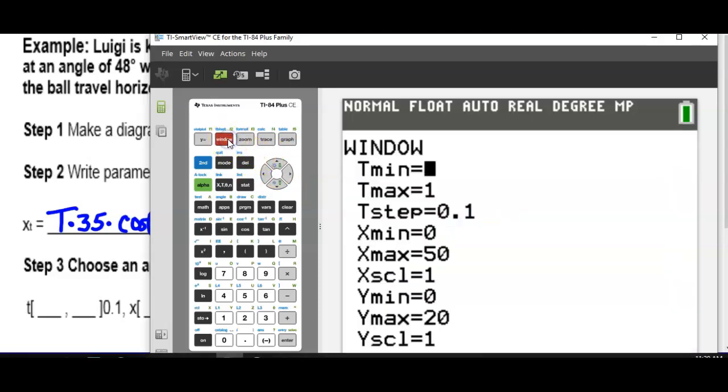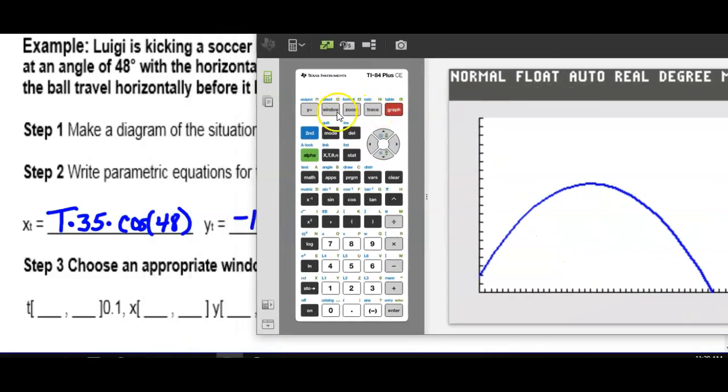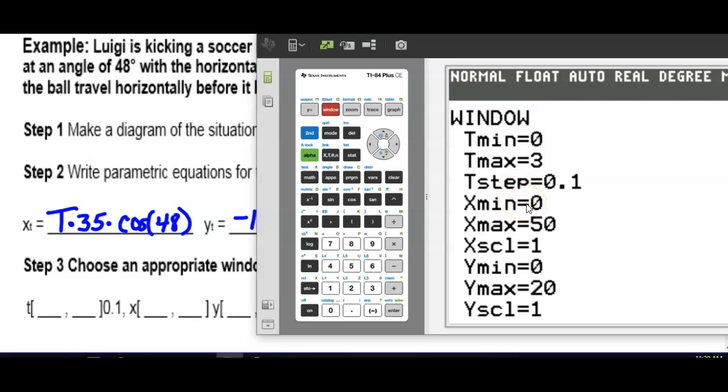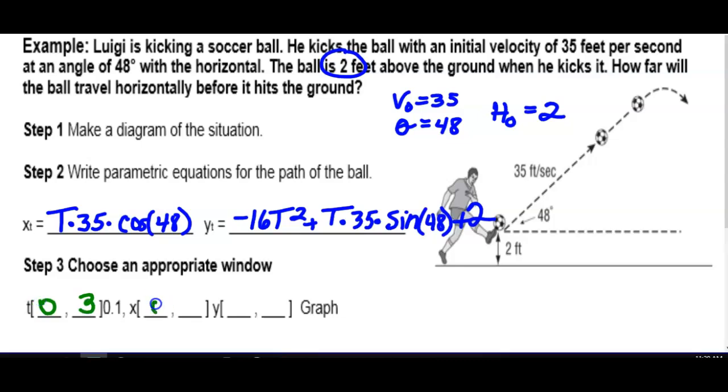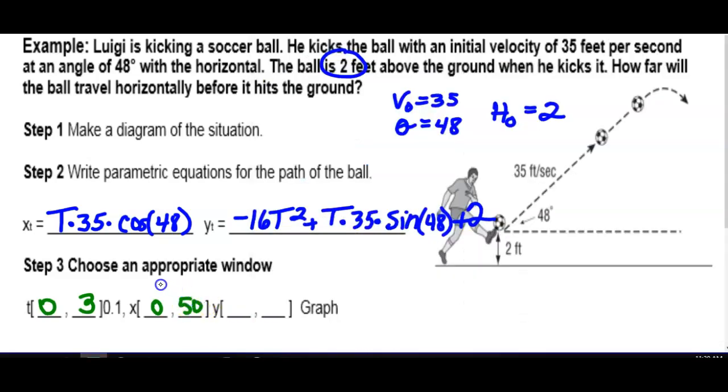All right, so I'm going to go back to the window, and I am going to say, let's put in 3 seconds. Should be enough for it to come down. Now when I go to the graph, it actually does complete and hit the ground. All right, so before I go any further, in case you're stuck, my window was 0 to 3 by 0.1 and 0 to, I did 50 away. This is going across this way, up and down. I thought a height of 20 would be enough, and it turns out it was.